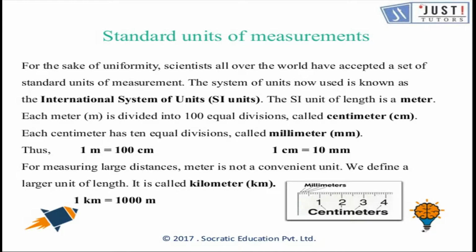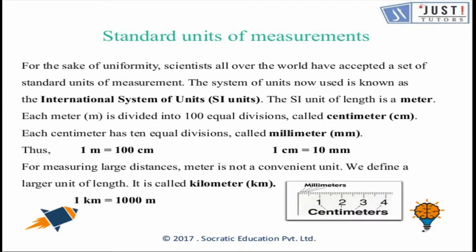Now we'll establish relation between the different units of measurement, meter being the standard or the SI unit. So 1 meter equals 100 centimeters. Now we just discussed that the word centi means 100. So centimeter means 100 in 1 meter. Next up is the relation between centimeters and millimeters. So we just discussed that there are 10 millimeters in 1 centimeter.